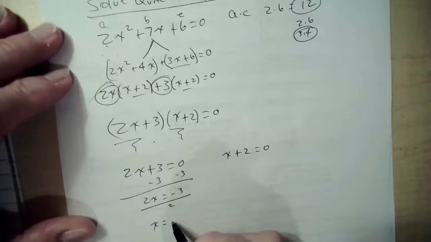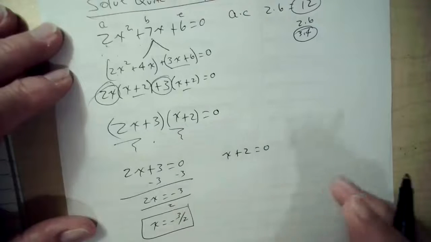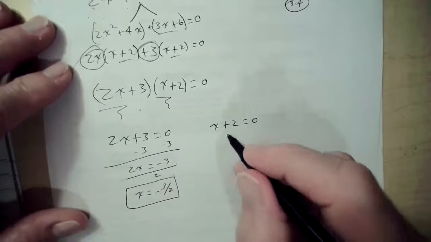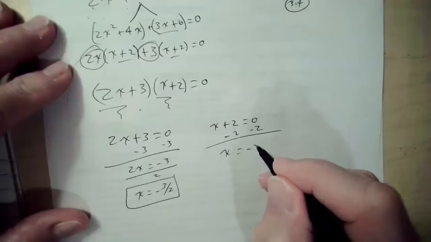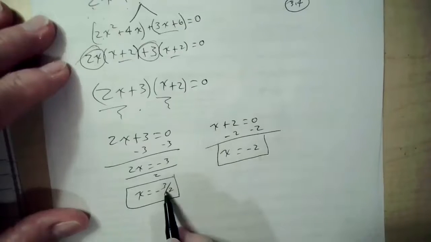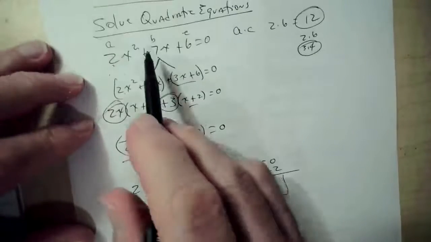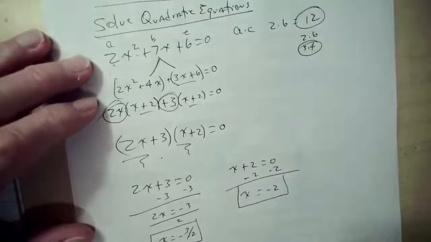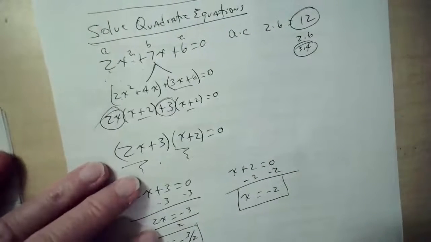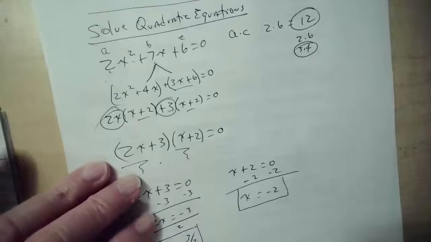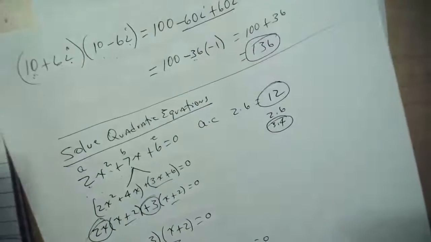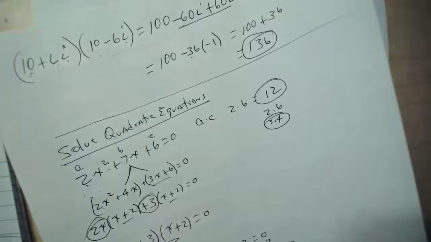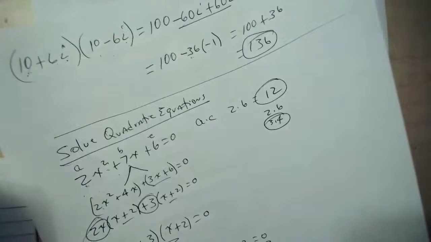Subtract 3 from each side. 2x equals negative 3. Divide by 2. x equals negative 3 over 2. And here we subtract 2 from each side. x equals negative 2. Now if you plug these back into the original equation, it'll equal 0. I hope. Okay.